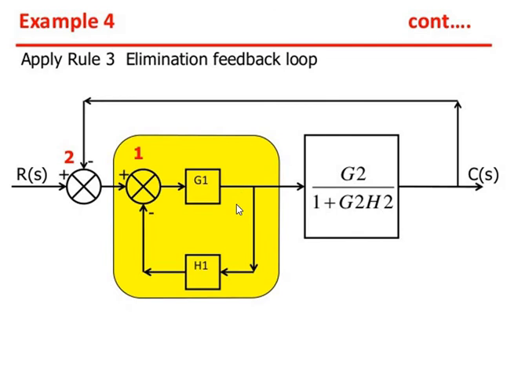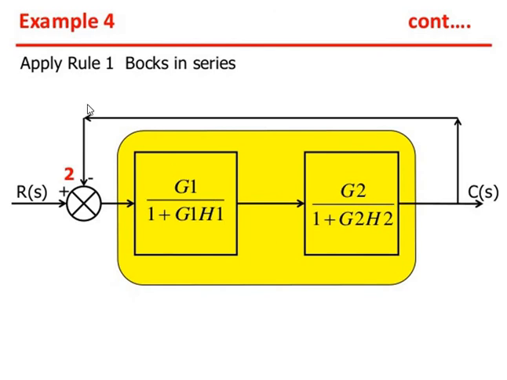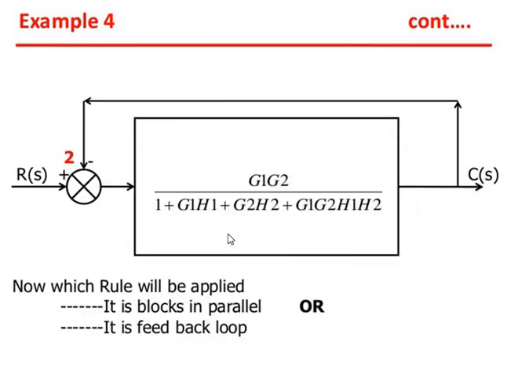If we solve this block and this block, which are connected in series, applying rule 1 for these two blocks, it becomes G1 into G2 over 1 plus G1 H1 plus G2 H2 plus G1 G2 H1 H2. Now which rule do we apply? Is it the blocks in parallel or the block in feedback path? It is not connected in parallel because the direction of this path is reverse. So it is considered as the feedback path with gain 1.